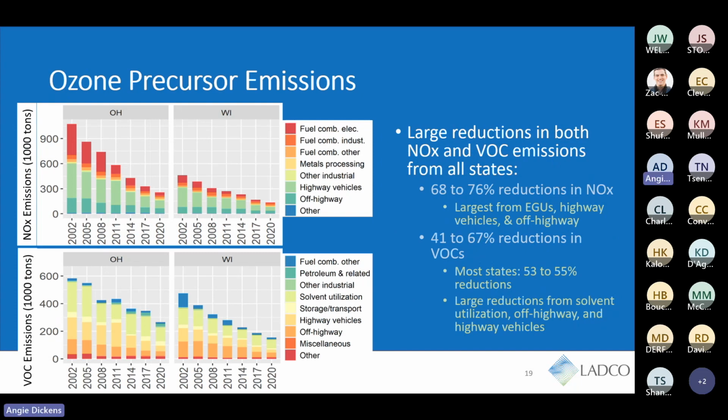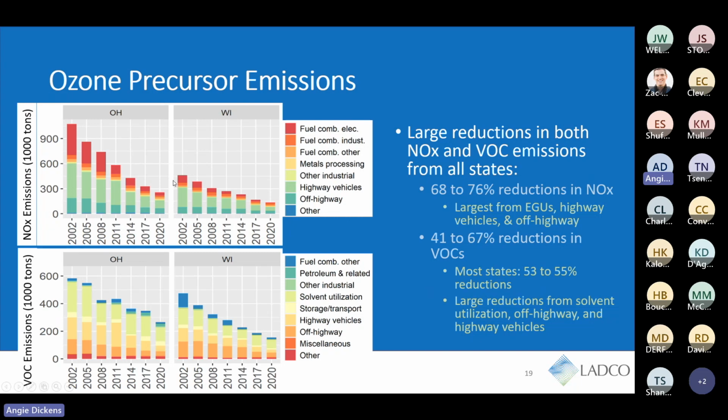Okay, shifting gears now and looking at ozone precursors. You all are familiar with this kind of plot. This is looking at the emissions inventories for NOx on top and VOCs on the bottom. I just chose Ohio and Wisconsin as examples. I'm showing the major sources. Anything that contributed less than, I think, 1% is put together in the other category.